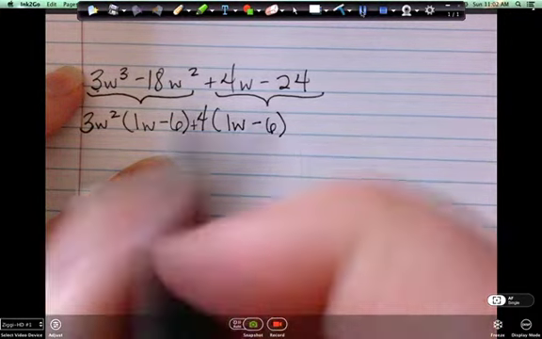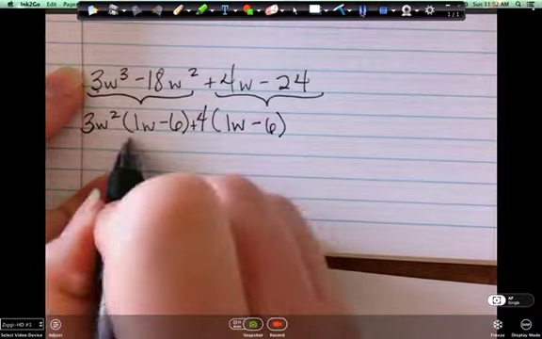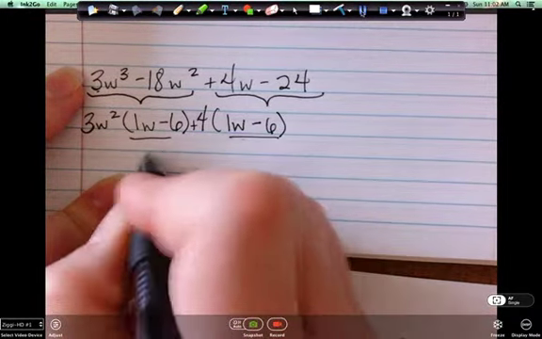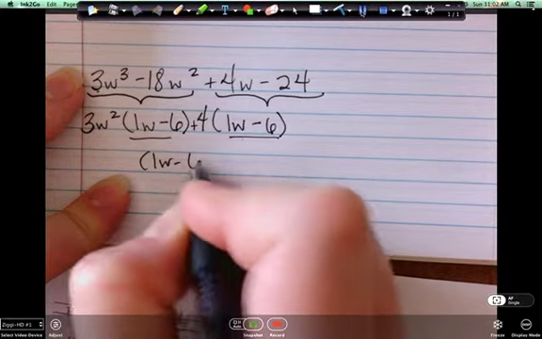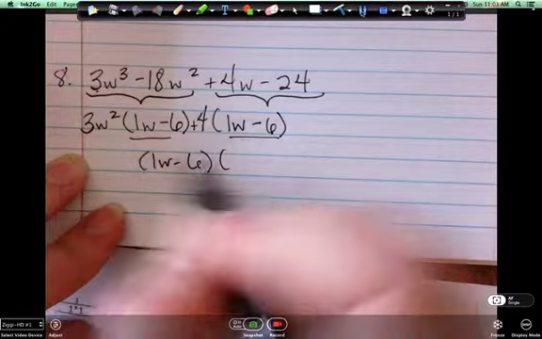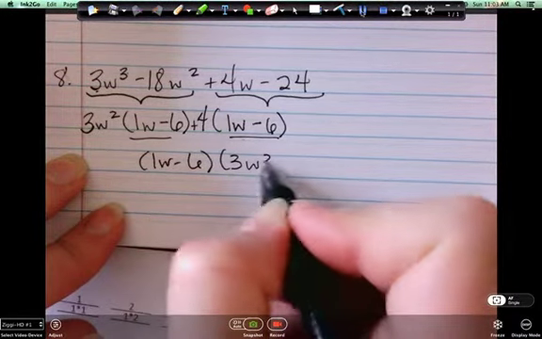So now I look inside my parentheses, and as long as they match, it means that I've done it correctly. They do match here. I have 1w minus 6 in both sets. So that's my first set of parentheses, 1w minus 6. And then my second set of parentheses is everything on the outside. So 3w squared plus 4.